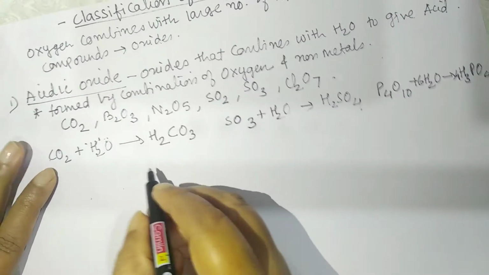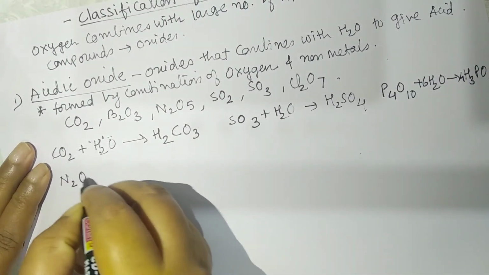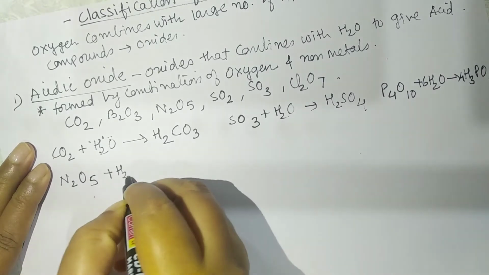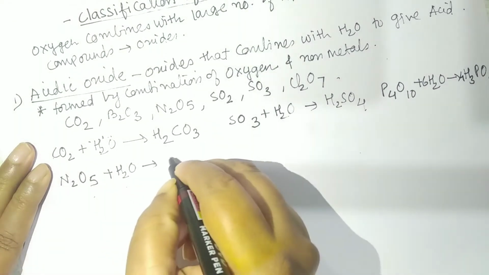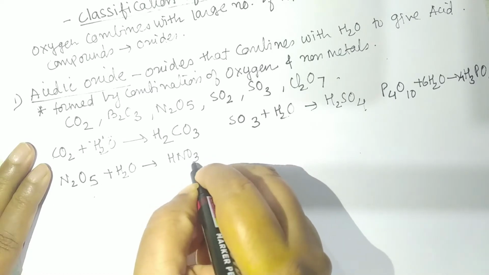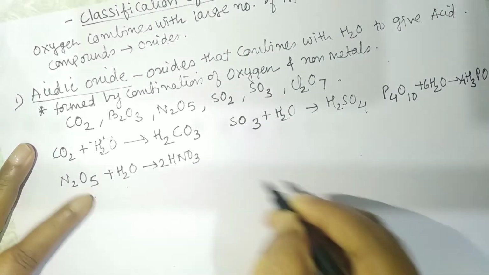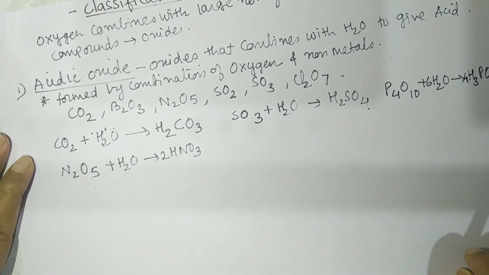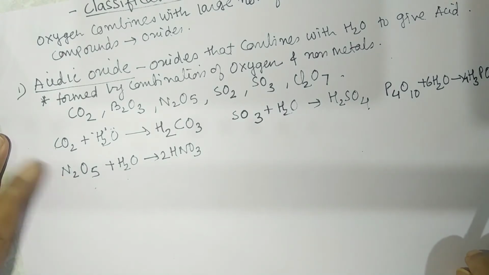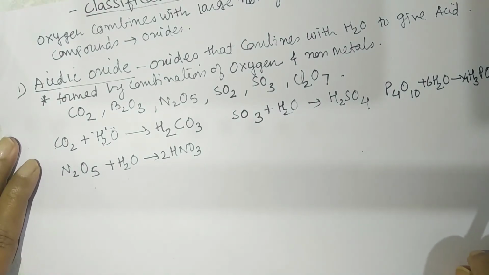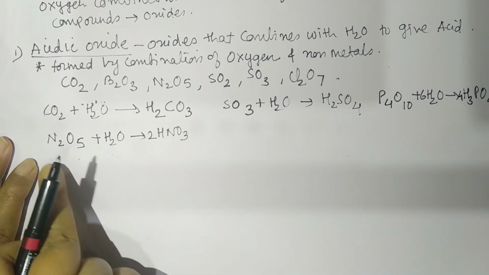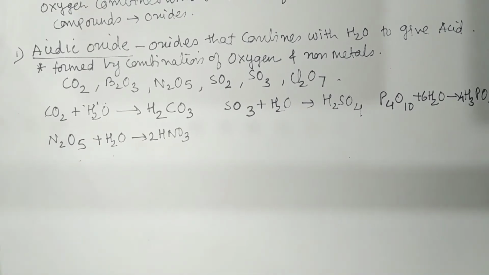Come to N2O5 and add this to water. The acid you will get here is nitric acid. Let us balance this. It will be 2HNO3, which is 2 moles of nitric acid. So here N2O5, or nitrogen pentoxide, is also an acidic oxide.